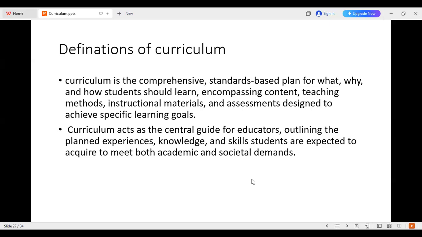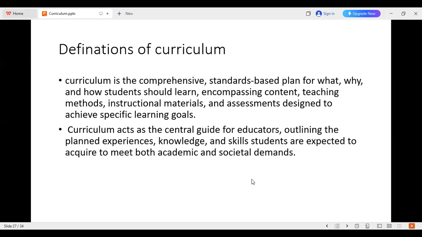Definition of curriculum, we'll see, because by going through definitions of curriculum, we can develop the concept, we can understand the concept of curriculum clearly. Curriculum is the comprehensive standard-based plan for what should be taught. Why? That is, in other words, objectives. Learning objectives or learning outcome. And how? Teaching methods. How students should learn.